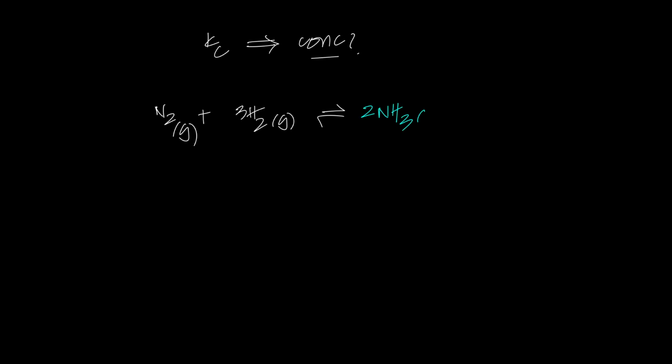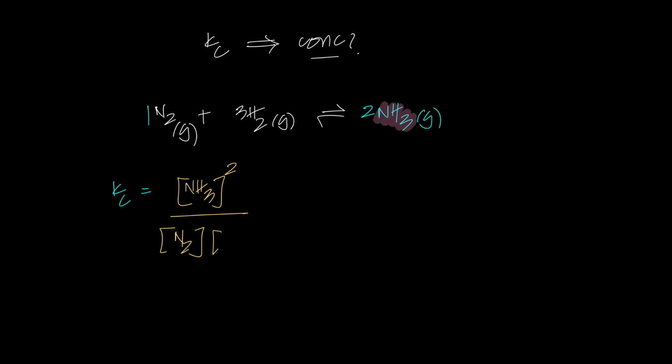Can you write the Kc equation for it? It's just a ratio of products to reactants raised to their coefficients. The concentration of products raised to their coefficients, divided by the concentration of reactants raised to their coefficients. When nothing is written, it's 1. So Kc is NH3 concentration, and remember, these are the concentrations at equilibrium, raised to the power 2, divided by N2 raised to the power 1, and H2 raised to the power 3. This is the Kc equation for it.